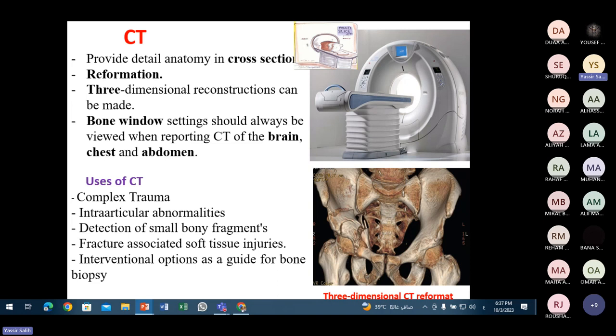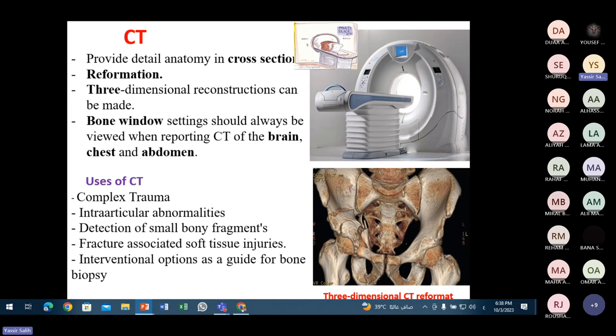Fracture associated with soft tissue injury. If there is, for example, a fracture of the rib, this rib may cause soft tissue injury, for example spleen or liver laceration. The solid organ involved with the fracture can be well assessed by CT, but not by X-ray. If the patient has a rib fracture and an injury to the spleen, X-ray does not help us in assessment of the spleen.